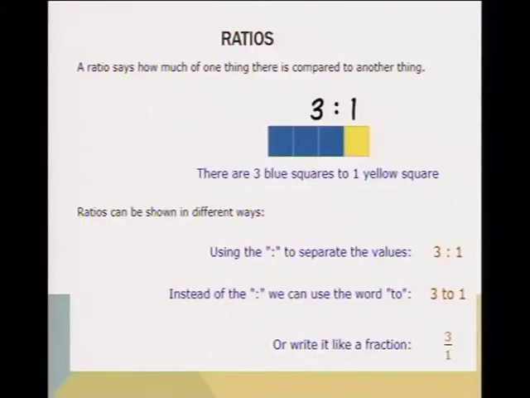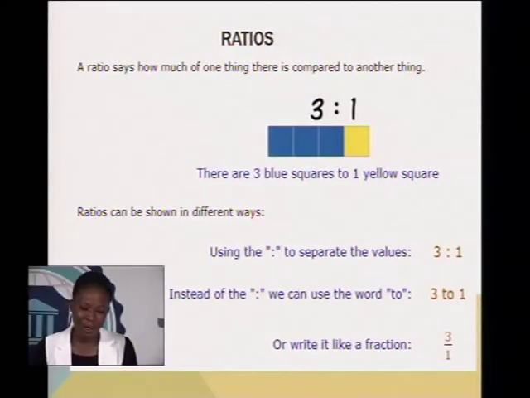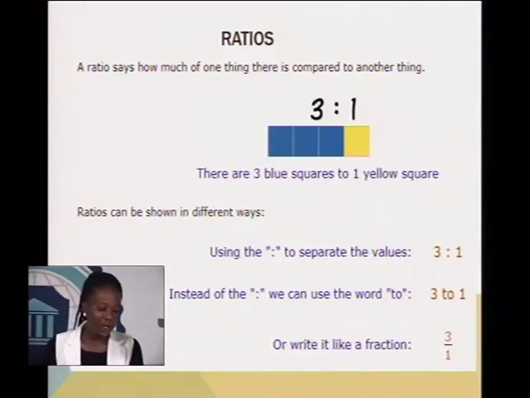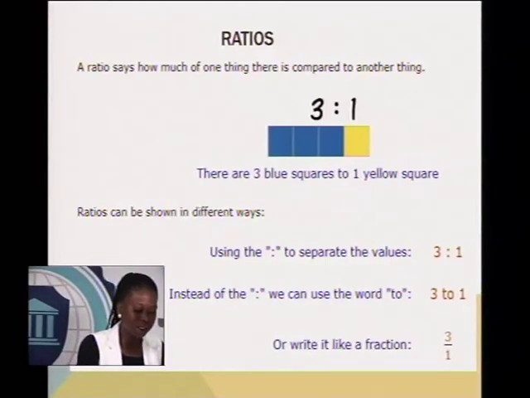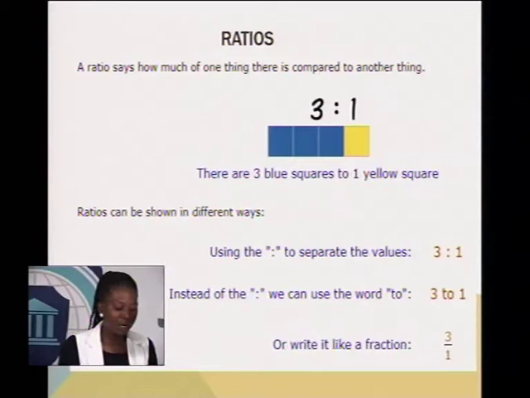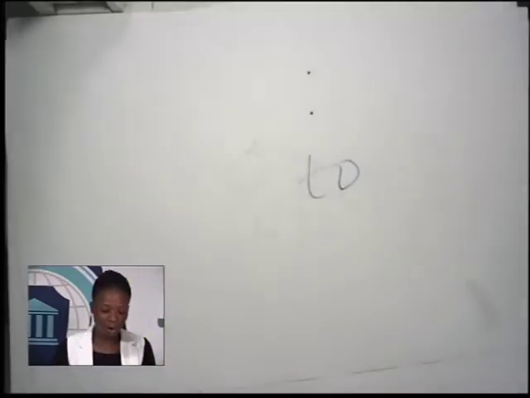When we are talking about ratios, we are comparing two or more things. We are comparing them to one another. Now, ratios can be shown in different ways. We can either use the two dots, that is still comparing. You can use the word "to", which is still comparing, or we can use the division sign.